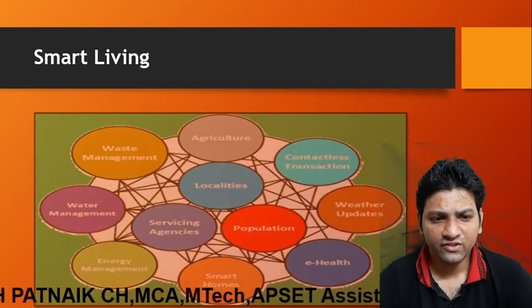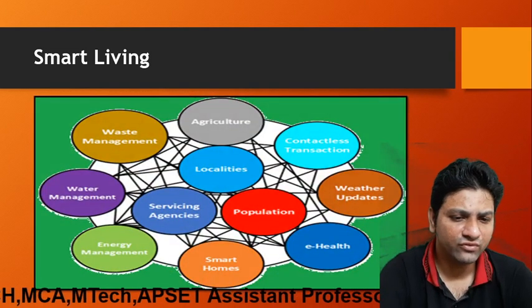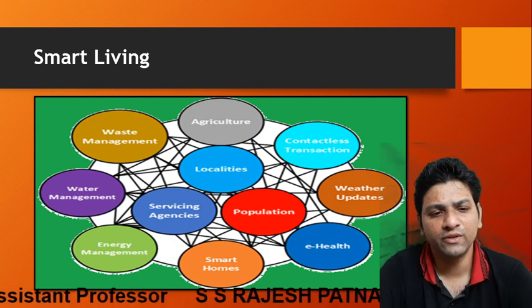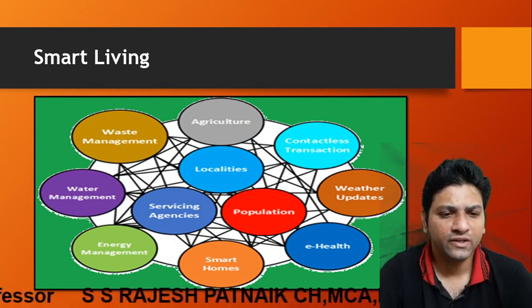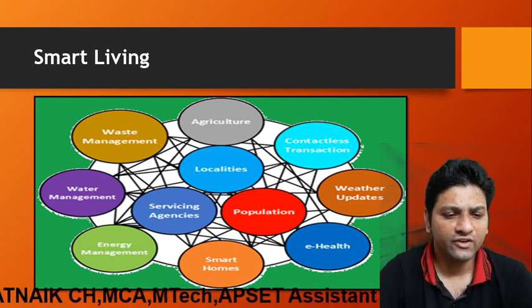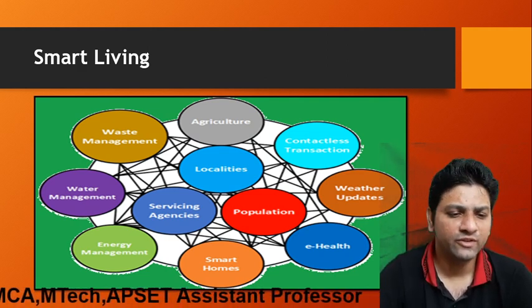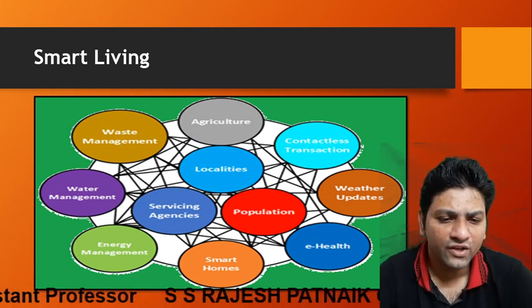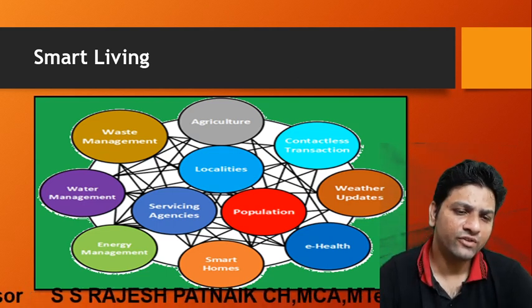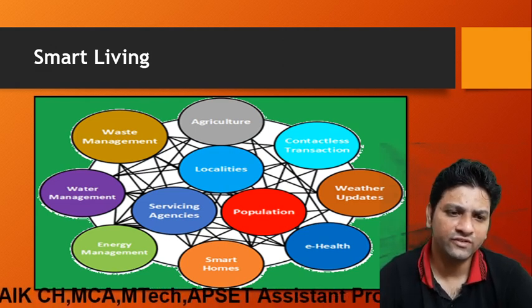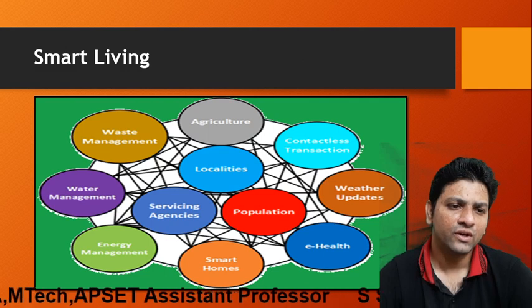And next, in smart living also, in the case of what we discussed till now, all these elements will be there, like water management, waste management, agriculture, energy management, like power supply management, e-health, weather updates. These all are part of smart living. Those who subscribe may get free services provided by the cloud.